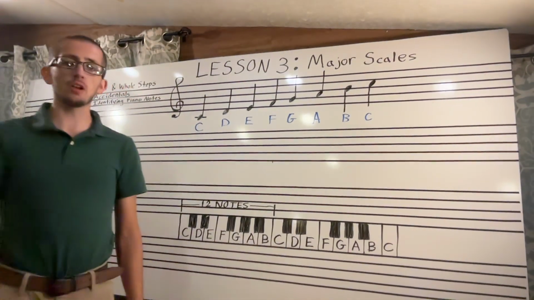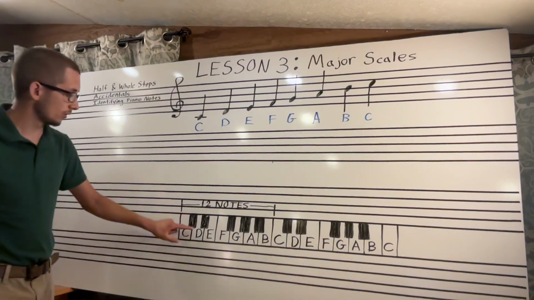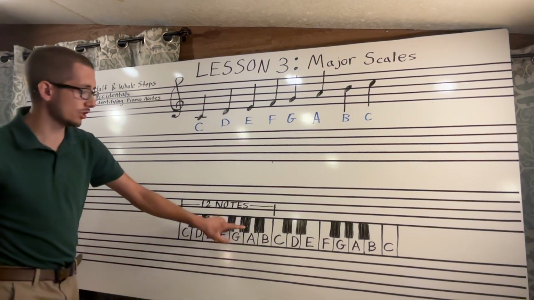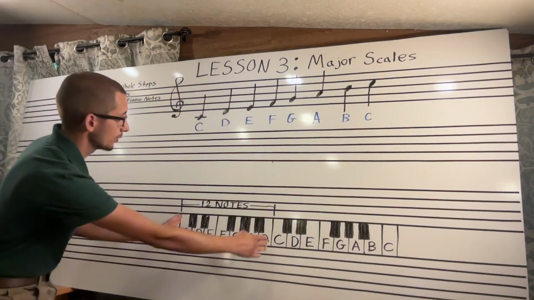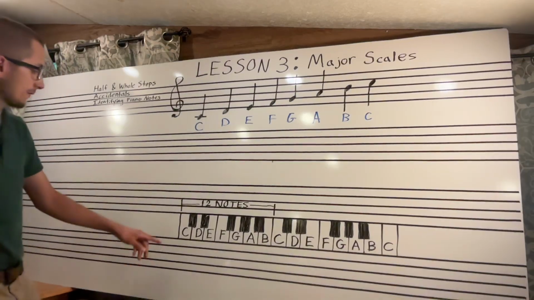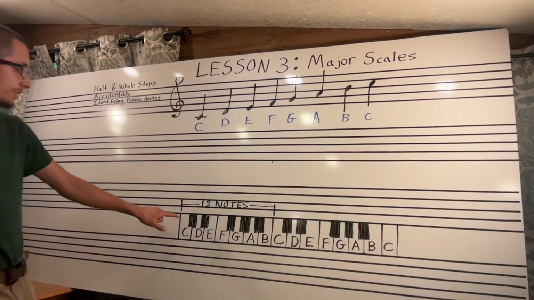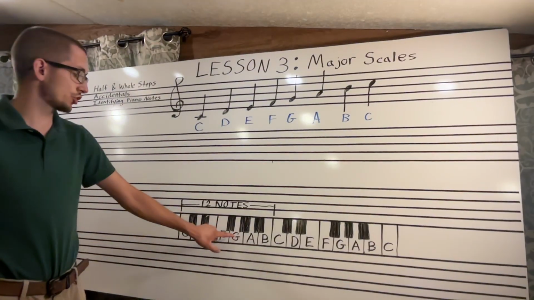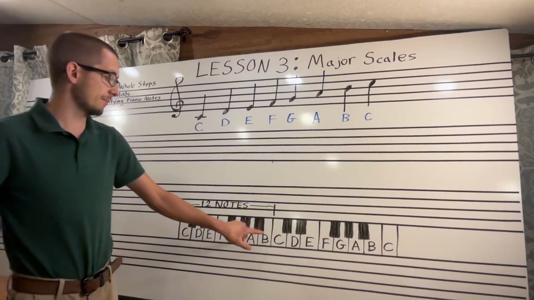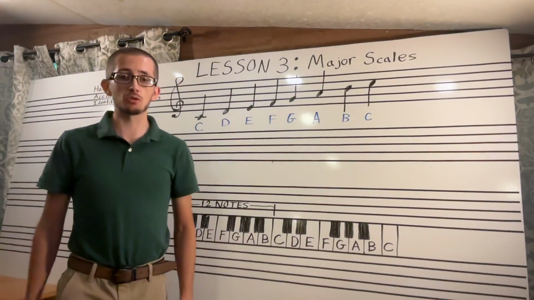And there are 12 total major scales that you can have. One scale for each of these 12 notes that are found within one octave. So you can have a scale that starts on C. You can have a scale that starts on D flat, D, E flat, E, F, F sharp, G, A flat, A, B flat, B. And those are the 12 different major scales that you can play.